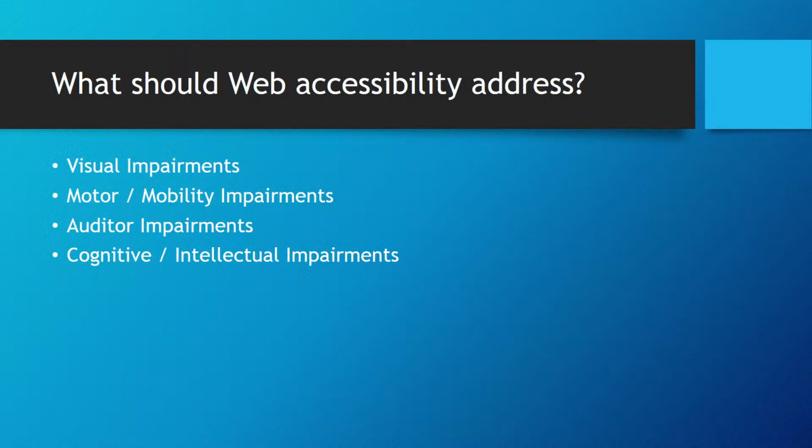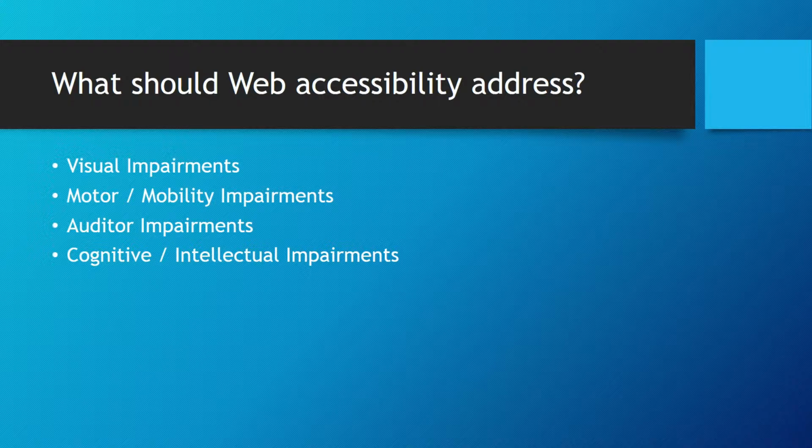The needs that web accessibility aims to address include visual impairments, including blindness, various common types of low vision and poor eyesight, and various types of colour blindness. Motor or mobility impairments, for example, the difficulty or inability to use the hands, including tremors, muscle slowness, loss of fine muscle control due to conditions such as Parkinson's disease, muscular dystrophy, cerebral palsy, or stroke.